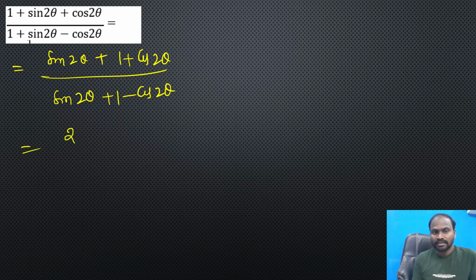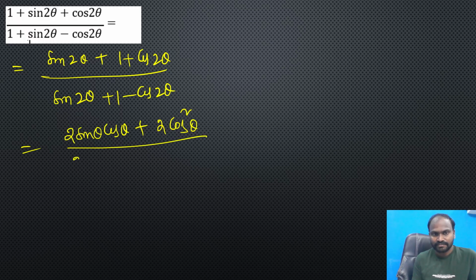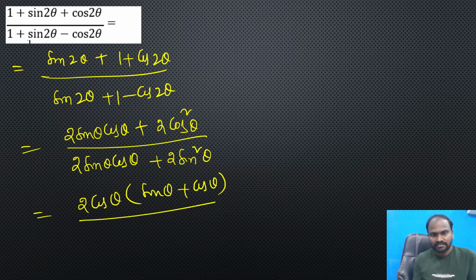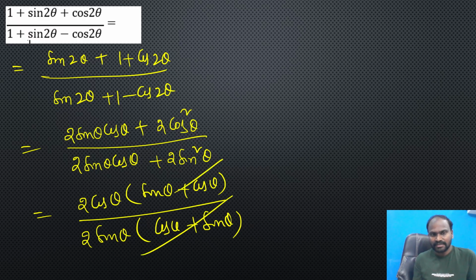What is sine 2 theta? 2 sine theta cos theta. 1 plus cos 2 theta is what? 2 cos square theta. So the numerator is 2 sine theta cos theta plus 2 cos square theta. 1 minus cos 2 theta is 2 sine square theta. So I have 2 cos theta common in the numerator, so then I will get sine theta plus cos theta. And I have 2 sine theta common in the denominator, so cos theta plus sine theta you will get. So these two get cancelled. What is the answer? Cot theta. Like this we can use the formulas definitely.